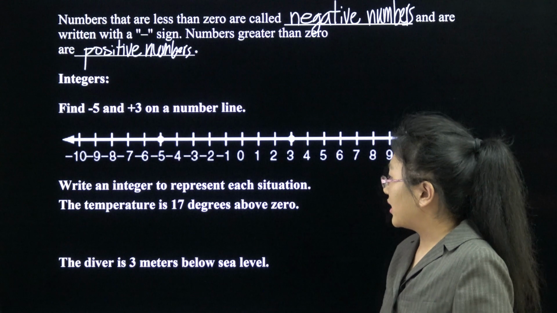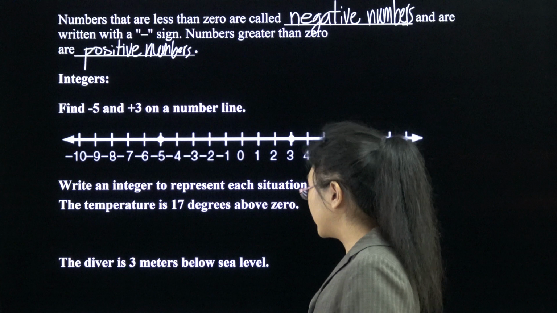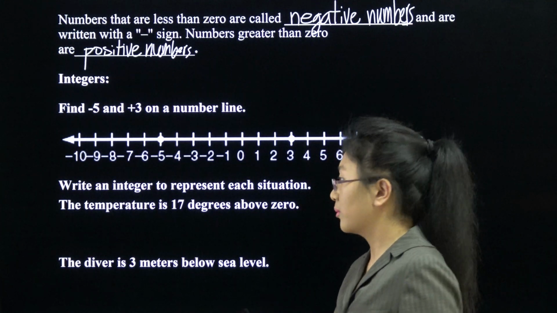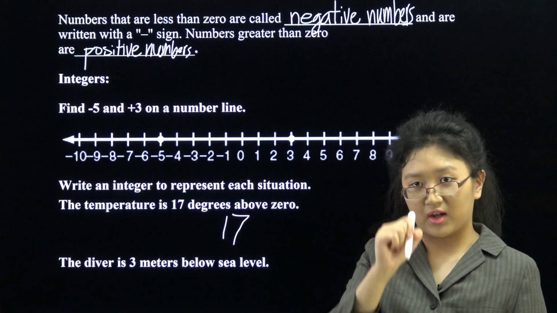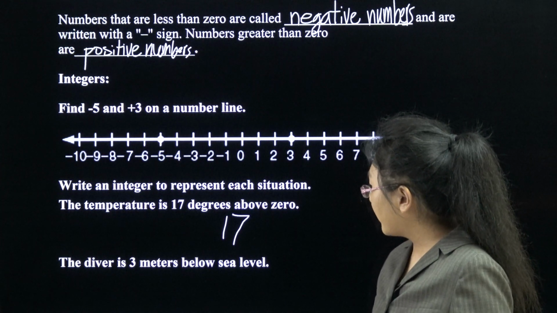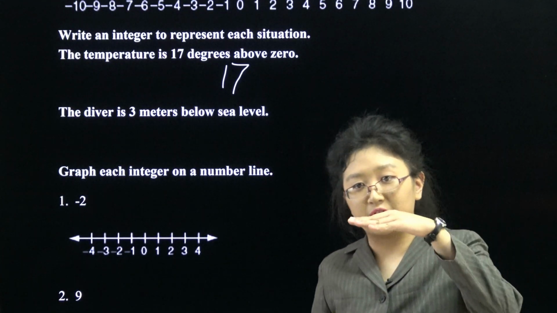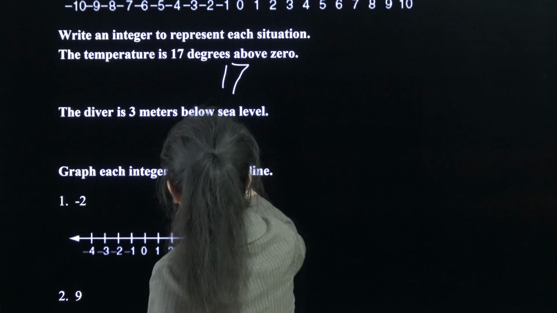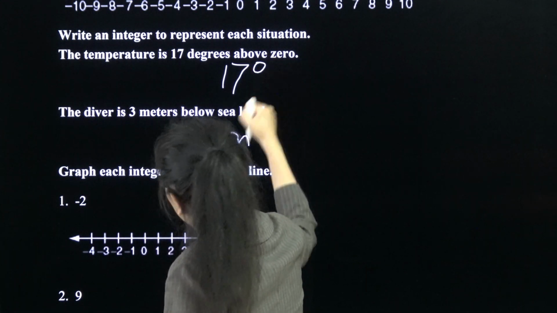Write an integer to represent each situation. Temperature is 17 degrees above 0. Since it's above 0, that means it's more than 0, so it's just 17. You don't add a positive sign, which would be the plus symbol. The diver is 3 meters below sea level. Sea level is 0. If you're below 0, then it's a negative. Negative 3 meters, 17 degrees. It could be Celsius or Fahrenheit.